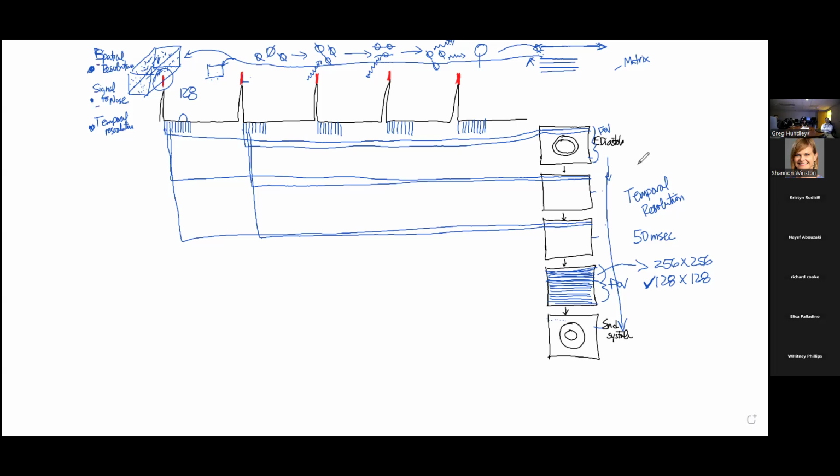So we got nice signal to noise, and we've got a very high temporal resolution because we've got 50 milliseconds, right? You need 128 lines. That's 128 heartbeats. And if the average heartbeat is 60 beats per minute, that's going to take us 2 minutes to get that picture, that cine movie accomplished.